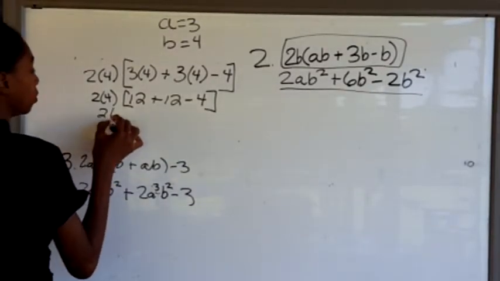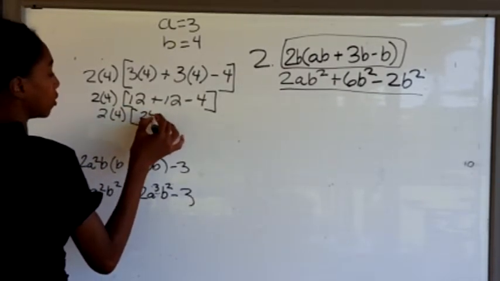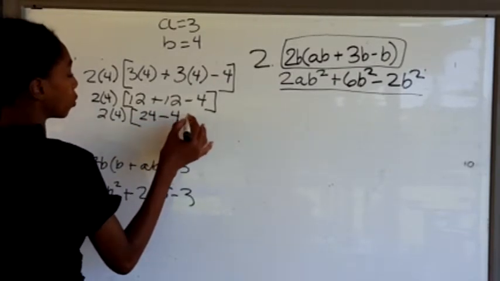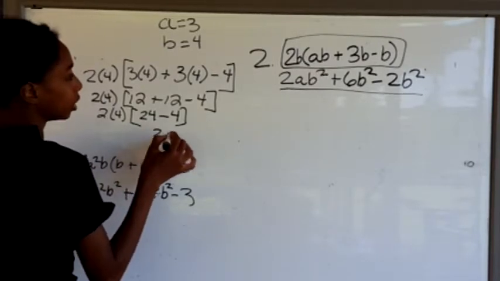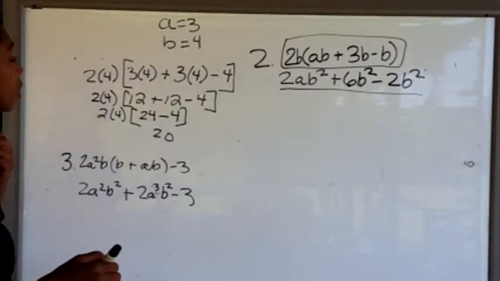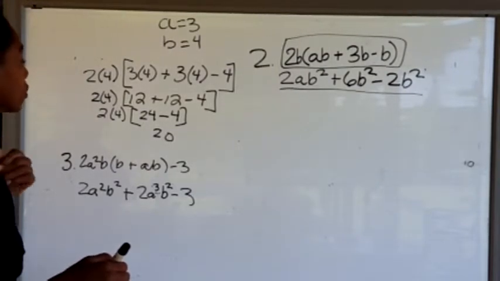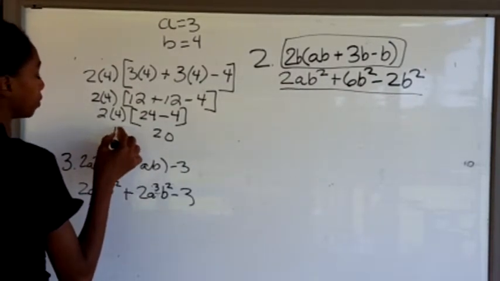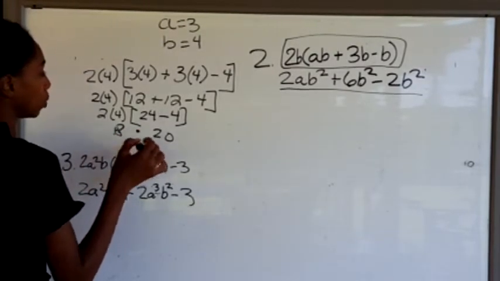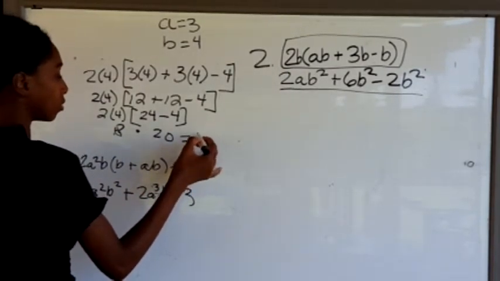So then we have 2 times 4, and then in parentheses we have 12 plus 12, which is 24. 24 minus 4 is 20. Did I put this stuff in right? So 24 minus 4 is 20, so then we have 8 times 20, which is equal to 160.